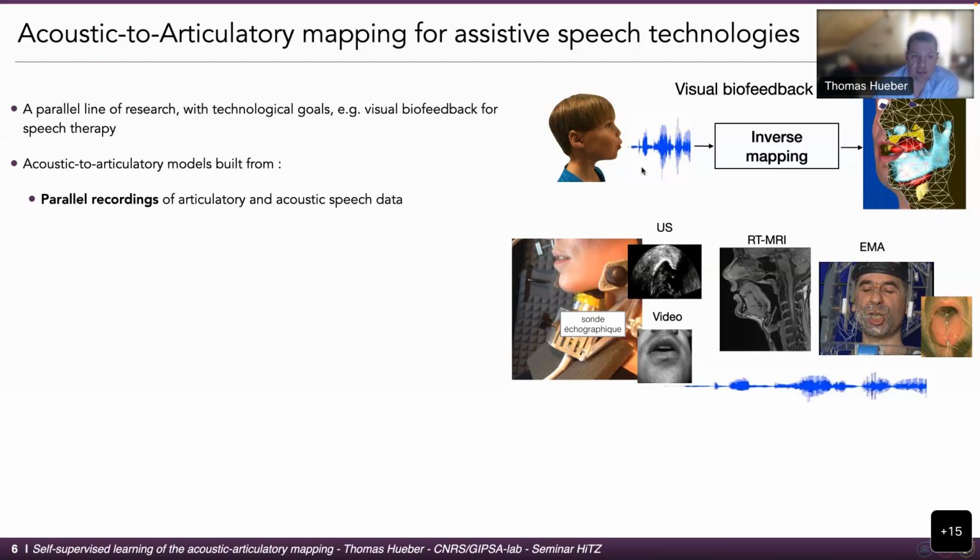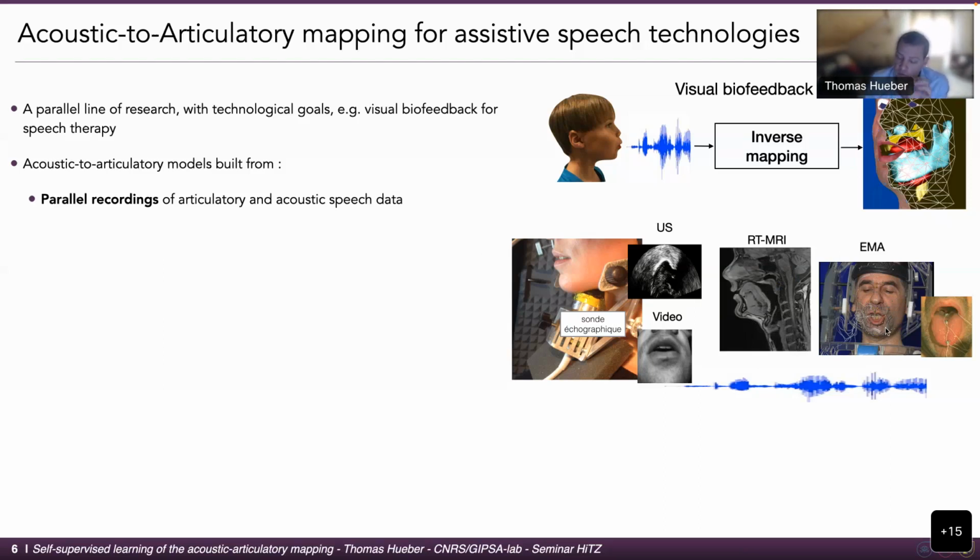They rely on first parallel recordings of articulatory and acoustic speech data. To record articulatory data, we have plenty of possible sensors, usually available in speech labs. For instance, you have ultrasound to access the tongue movement in a minimally invasive way, or you can put people in the MRI scanner and have this very nice MRI scan of the vocal tract. Or you can also have this kind of torture instrument where we literally glue some coils on the articulators, tongue and velum and lips.